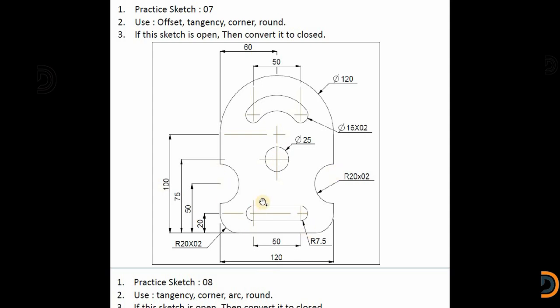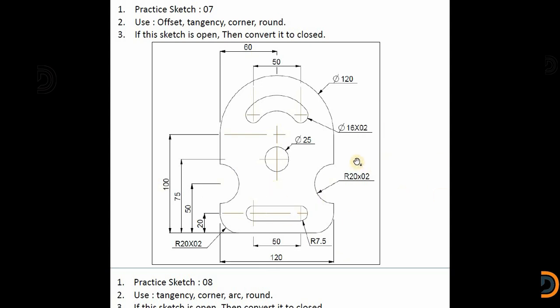Now if we look for the total height and width of this sketch, here you can see 120 is the total width, and the total height is 100 plus, as it is a diameter, so we will divide it by 2. So 100 plus 60 is equal to 160. So total height is 160 and total width is 120.